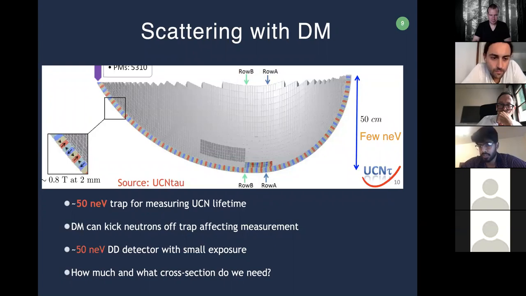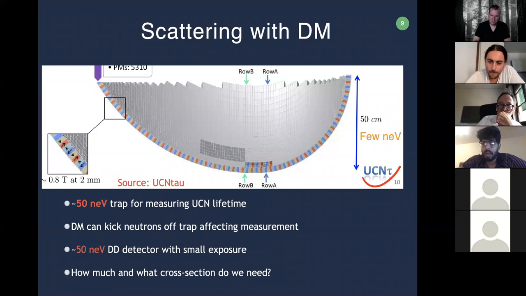So the neutrons just fly away, and you wrongly think the neutrons decayed, whereas they were just scattered away from this trap because too much energy was given to them by dark matter. Then if this is really successful, what you have in your hands is the 50 nano eV dark matter detector, albeit with small exposure.